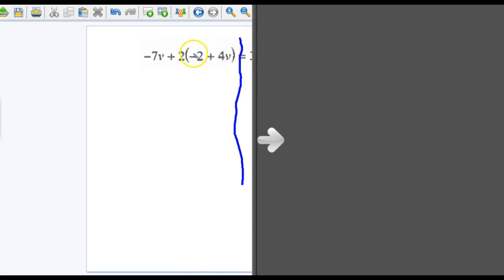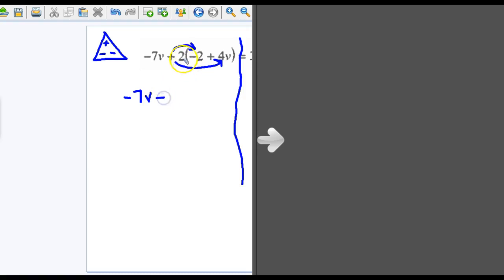But here, for this problem here, this tells me that I need to do 2 times negative 2, and then I'm going to do 2 times positive 4v, and I'm going to multiply that out. So I'm going to go ahead and bring down my negative 7v, and then multiply this out. So positive times a negative, and if we're doing our little triangle here, a positive times a negative is going to give me a negative.